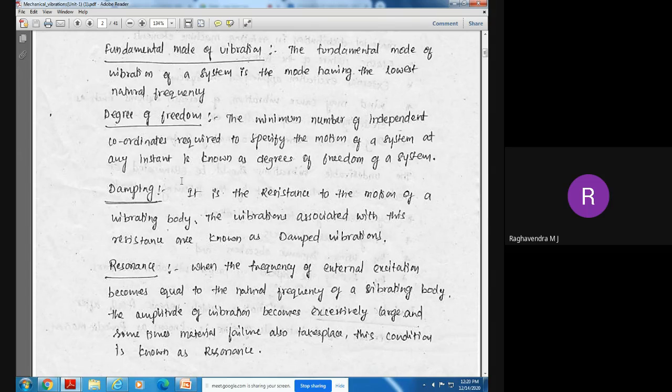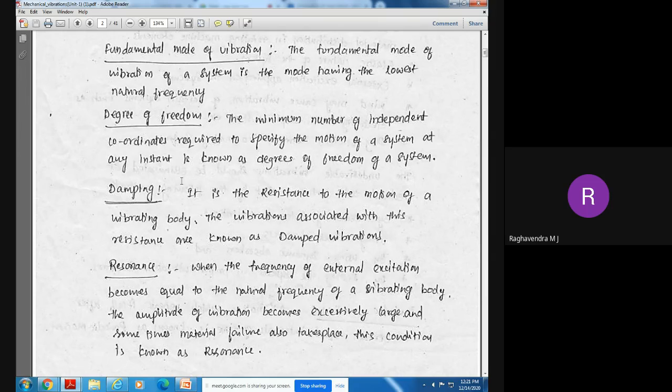The minimum number of independent coordinates required to specify the motion of a system or the configuration of a system at any instant is known as degrees of freedom of a system. Okay, I told you, body in a space. There is a body, it can move in x, y, z direction, that is linear motions, as well as rotations about x, y, z axis. So that is 6 degrees of freedom we'll be having.